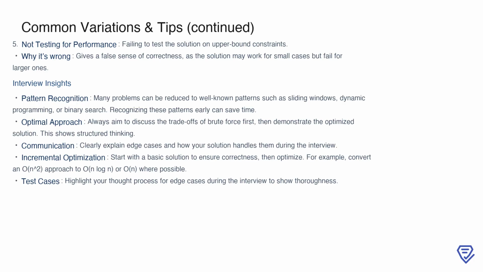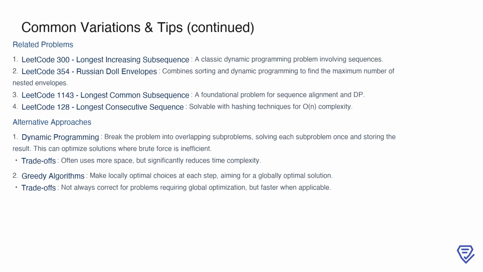Communication is another critical skill. Be sure to explain how your solution handles edge cases, as this demonstrates thoroughness. Additionally, you can start with a simpler solution to ensure correctness, then incrementally optimize it. For example, you might begin with an O(n²) approach and refine it to O(n log n) or O(n). Lastly, discussing test cases out loud during the interview helps the interviewer see your thought process and ensures you've considered all scenarios.